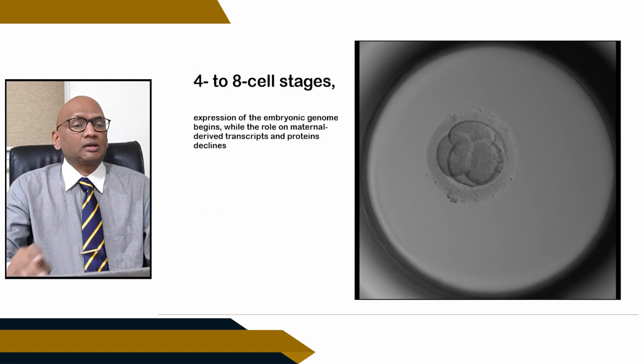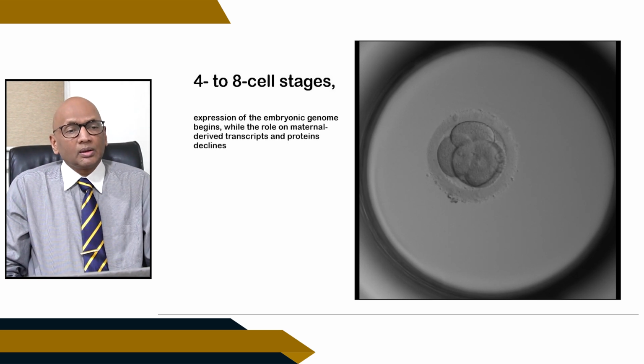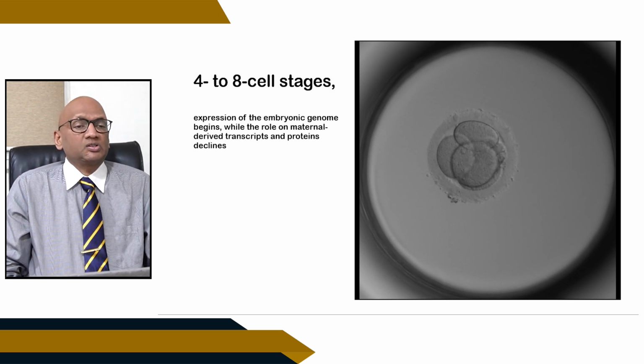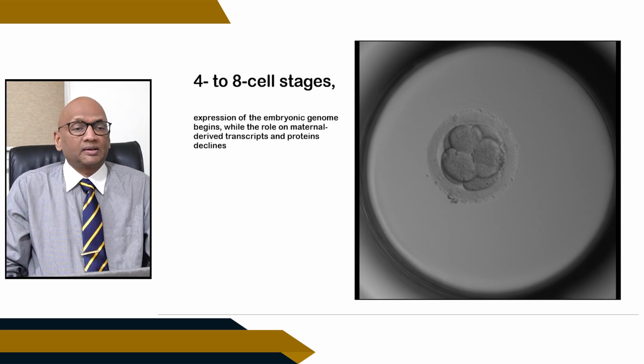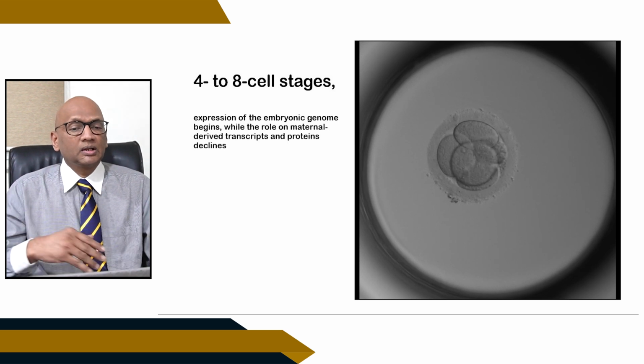The next major step occurs at the 4 to 8 cell stage of the embryo. That's when the paternal genomic expression starts to begin. Till that time, it's the maternal genome that is most active, and by the time it reaches the 4 to 8 cell stage, the maternal genome transcription and protein activity declines, and the paternal genome has a major role in the embryo development.